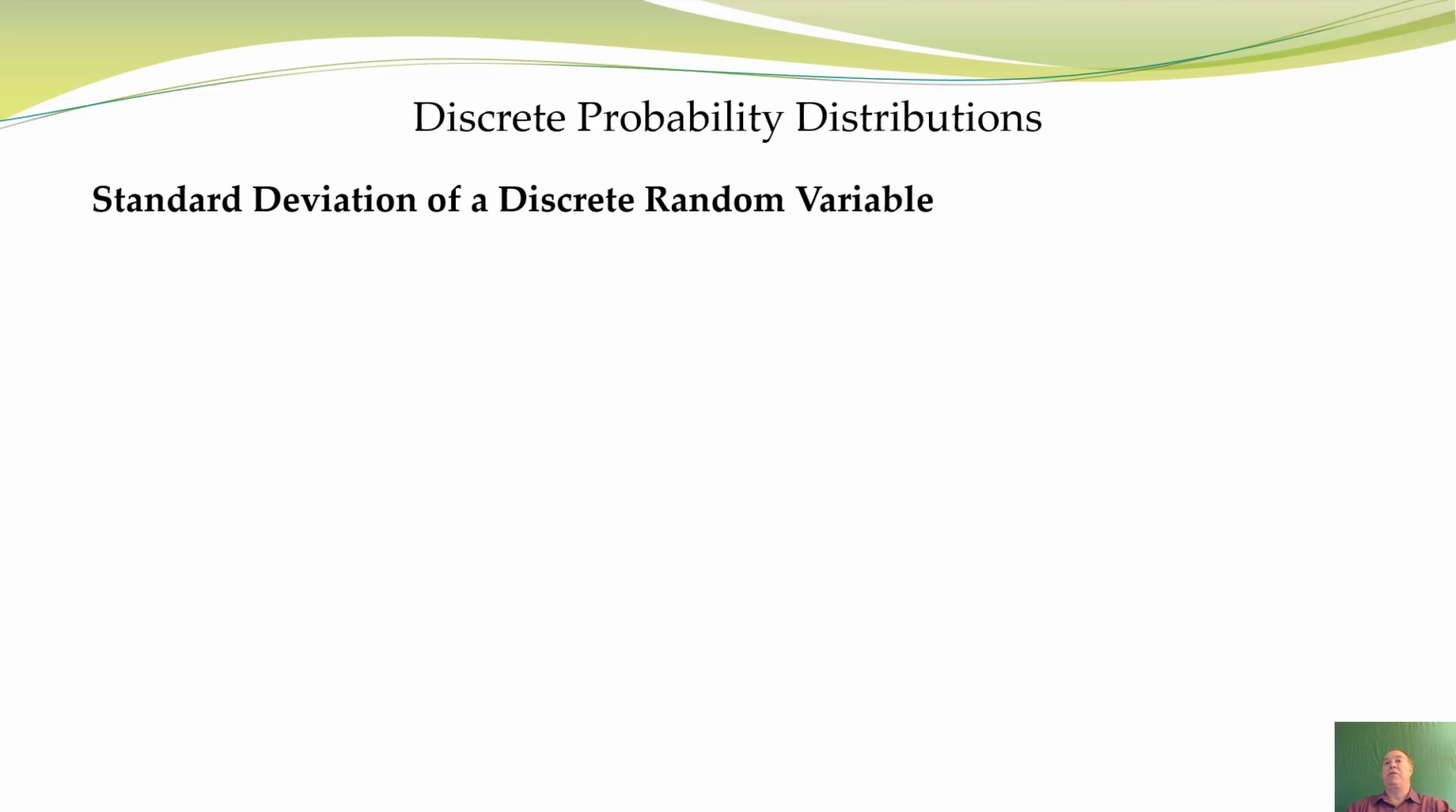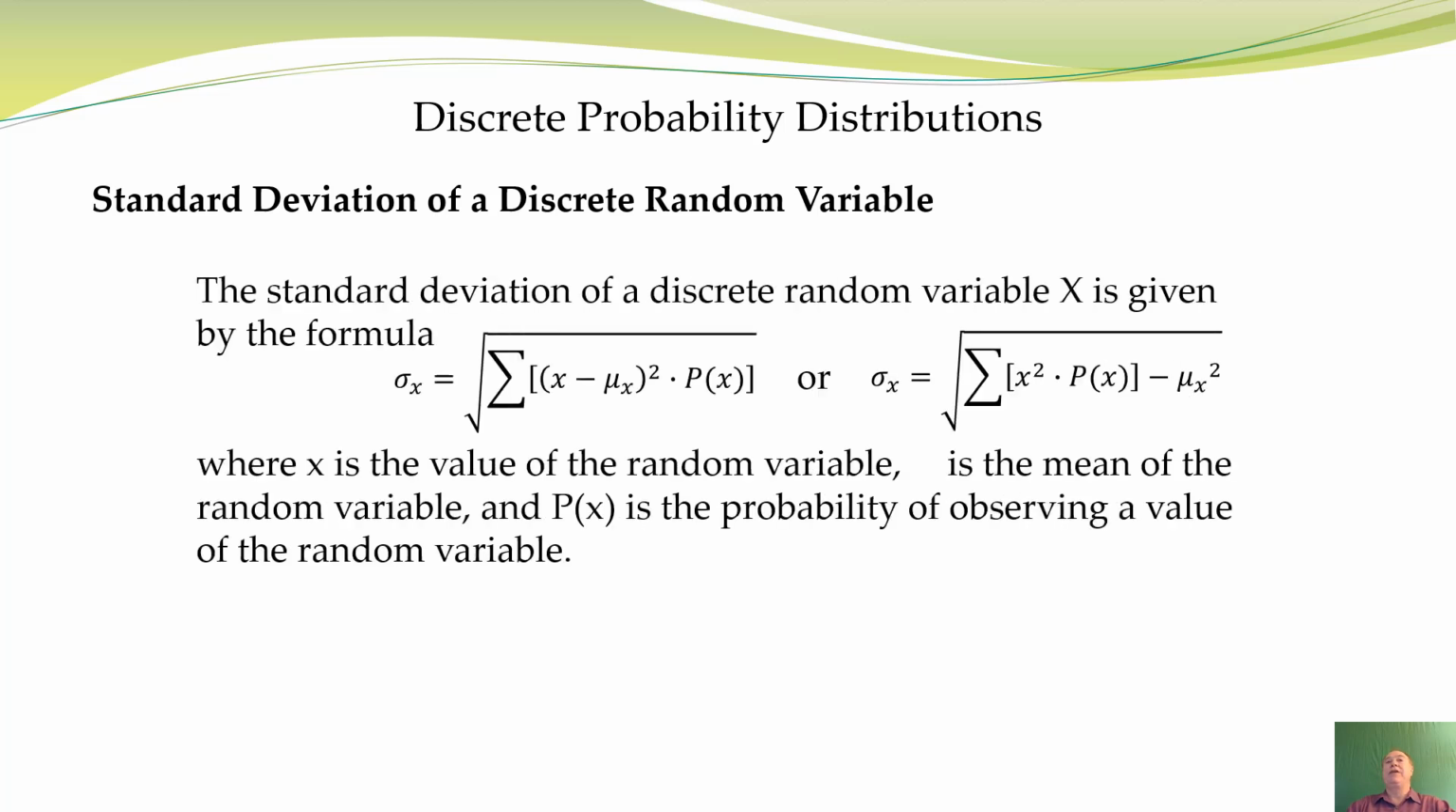Standard deviation of a discrete random variable. The standard deviation of discrete random variable x is given by the formula: sigma of x equals the square root of the sum of (x minus mu of x) quantity squared times p of x. Or there is an alternate: you could have sigma of x equals the square root of the sum of x squared times p of x minus mu of x squared, where x is the value of the random variable, mu of x is the mean of the random variable, and p of x is the probability of observing a value.